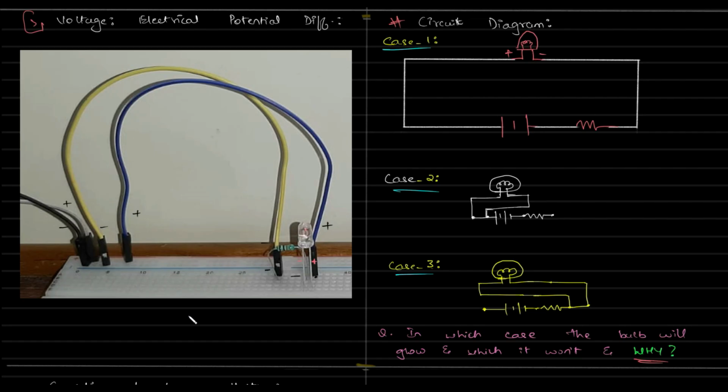So what did you guys observe? The LED glowed over here, and in this case it didn't, and in this case it did. Is it not? So can you guess why? Can you think about why it was glowing in this case and not in these two cases?